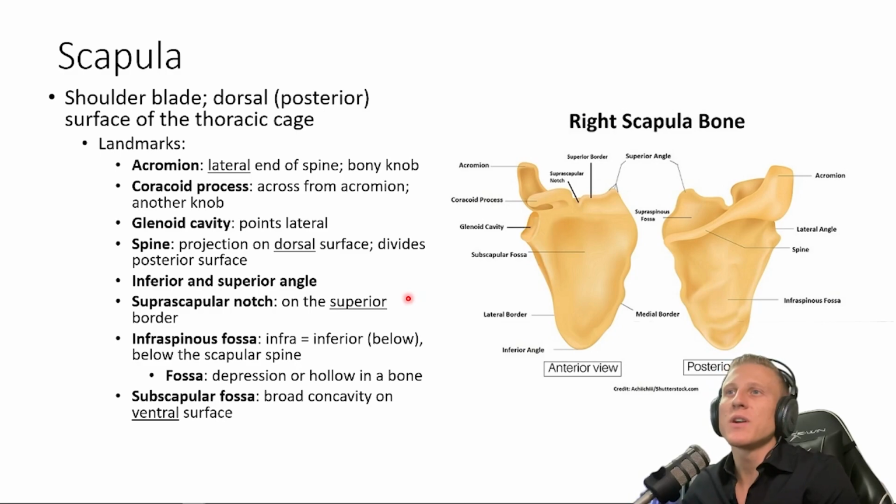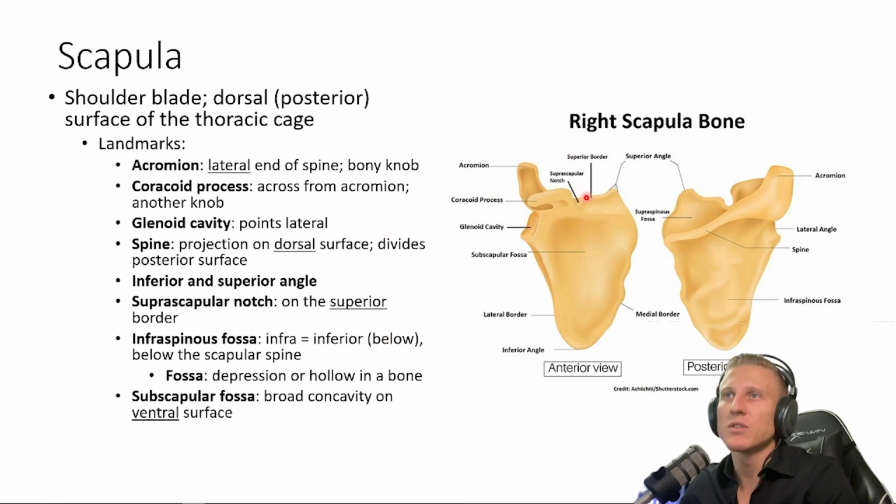We have the inferior and superior angle. No need to overthink this. Okay, we have inferior right here. Do remember, lateral side is going to have the lateral angle, and then we have superior angle on the top surface. Okay, just keep those very intuitive. Don't overthink it.